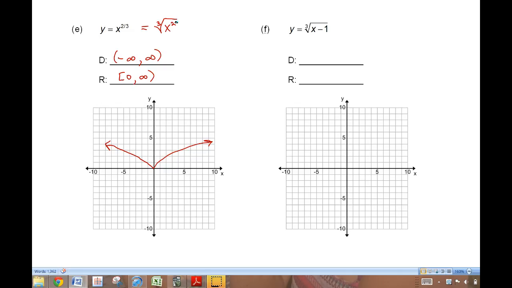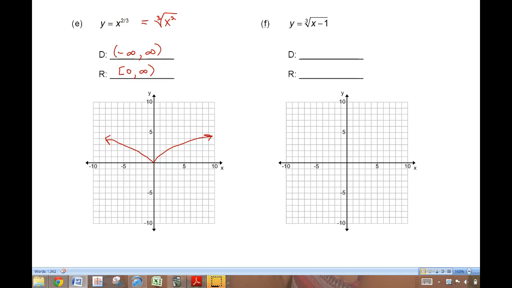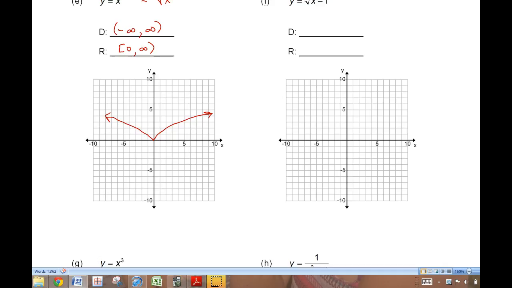But you can plug in 0. 0 is the smallest value you'll get out. 0 to the 2/3 power is just going to be 0. Okay. Next one.